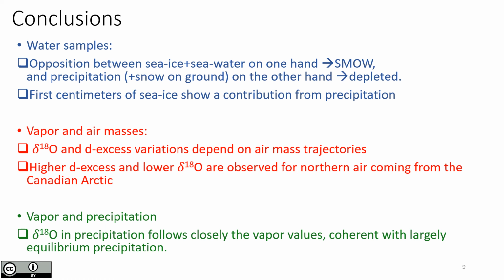As a summary, we have seen that for the water samples we can divide them into 2 categories. In the first category are the sea ice and seawater samples, which have compositions that are very close to the one of the snow, so delta weighting values very close to 0. And on the other side we have the precipitation and the snow on ground, which were very depleted, between 0 and -20. We have also seen that the sea ice samples are partly depleted, and this corresponds to a contribution from precipitation, from the snow on ground that was melting and that was percolating and refreezing inside the sea ice, especially in the first layers of the sea ice.